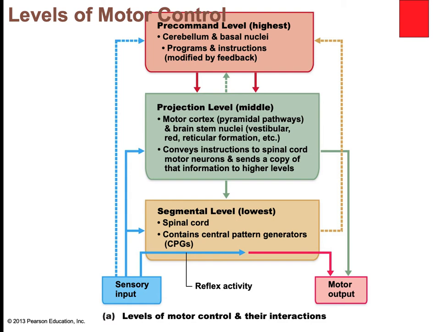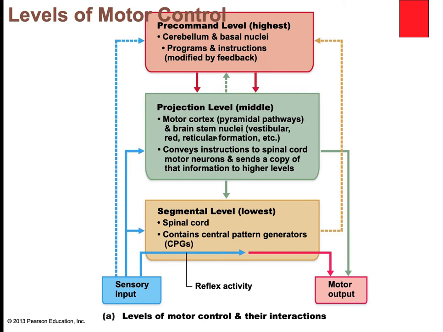Okay, the cerebellum and the basal nuclei are the planners and coordinators of complex motor activity. The complex behavior depends on patterns of control that exist at the segmental, projection, and pre-command levels. Okay? The pre-command level are the cerebellum and basal nuclei that work with instructions that are essentially received from the cerebral cortex, okay, and compared to sensory input in order to make sure that what's happening and what you intend are the same.